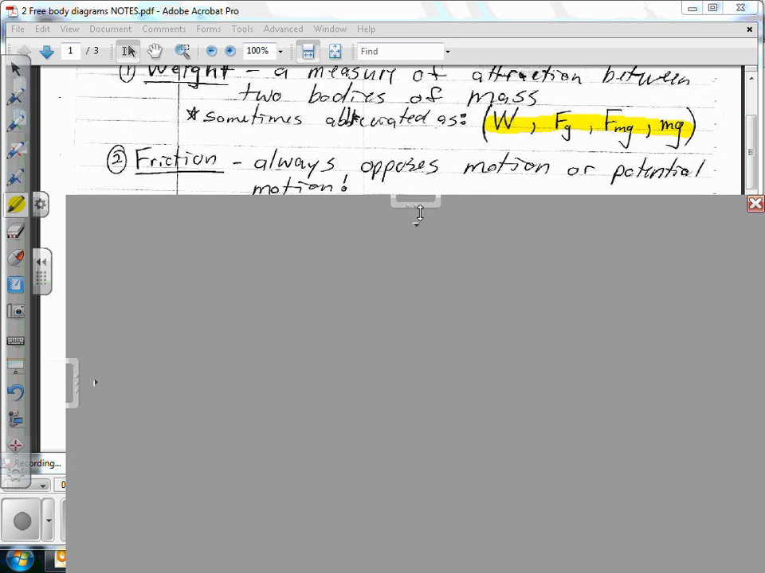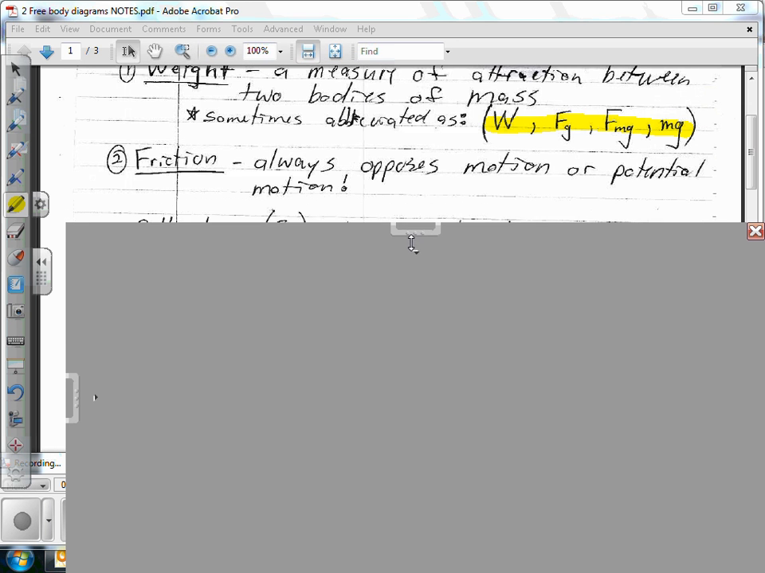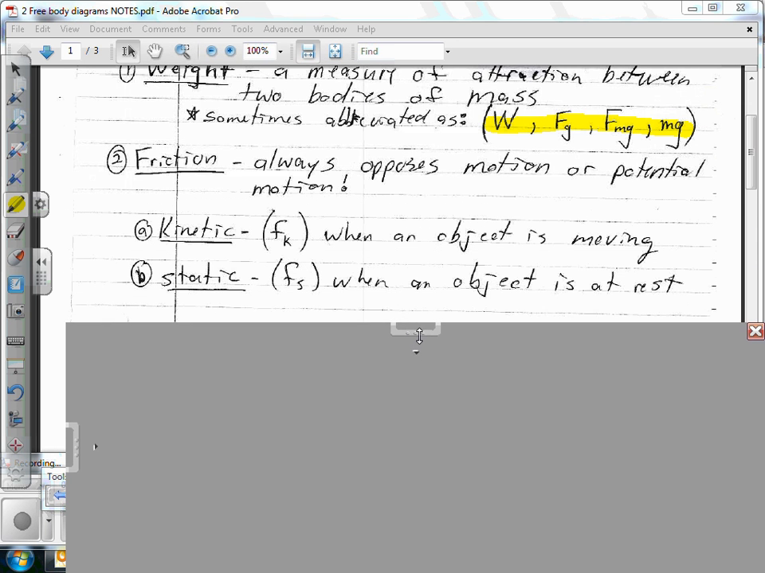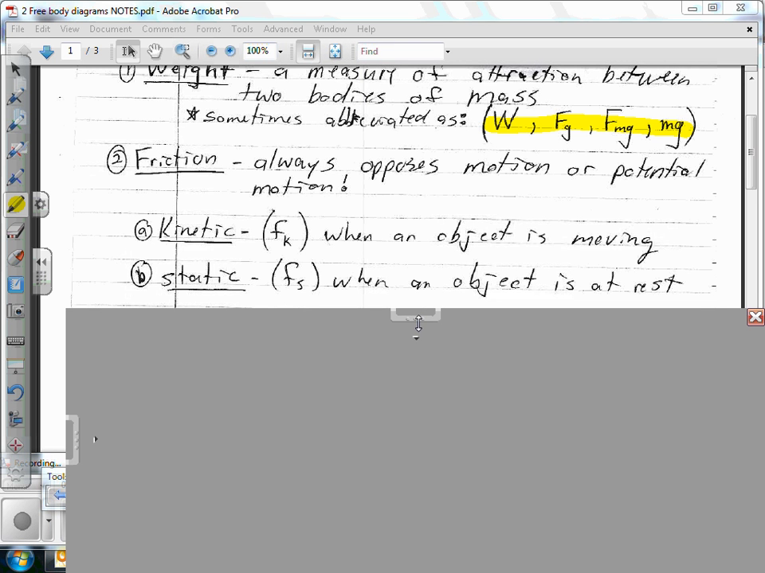And then these are friction. And we said this yesterday too, it always opposes motion or potential motion. And then we have two kinds of friction. We talked about this yesterday. We have kinetic friction, which is when an object is moving, and static friction, which is when an object is at rest.